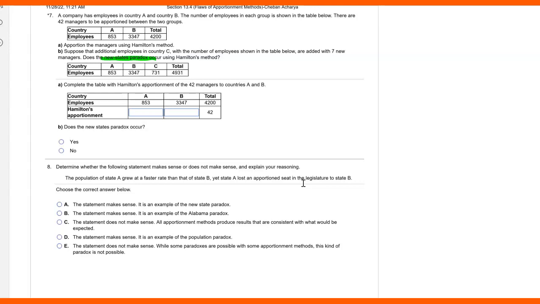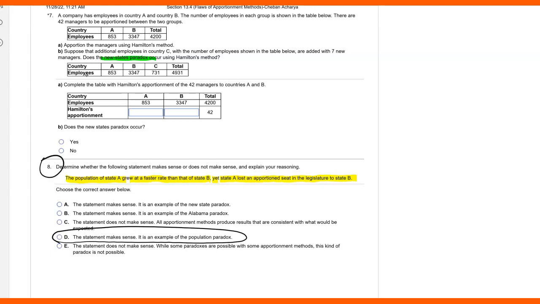Okay, and number 8, determine whether the following statement makes sense or does not make sense and explain your reasoning. Okay, what's the statement here? The population of state A grew at a faster rate than state B, yet state A lost an apportioned seat in the legislature to state B. Yes, this happened. That's the population paradox. This statement makes sense because this is an example of the population paradox. Okay, that's the answer for question number 8.